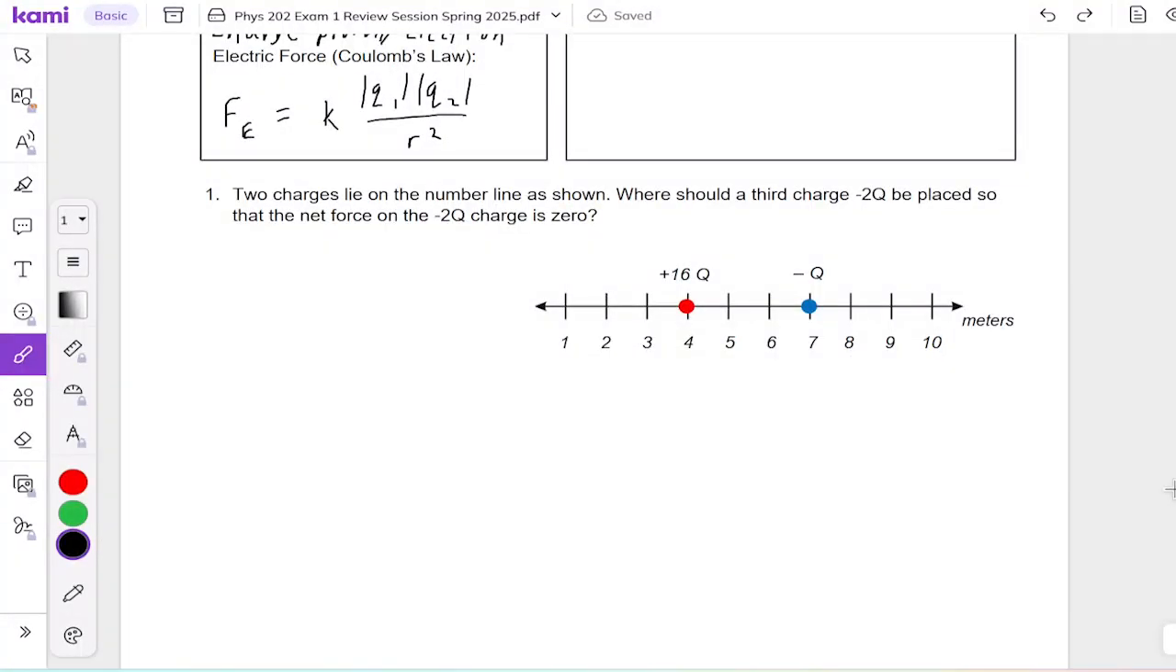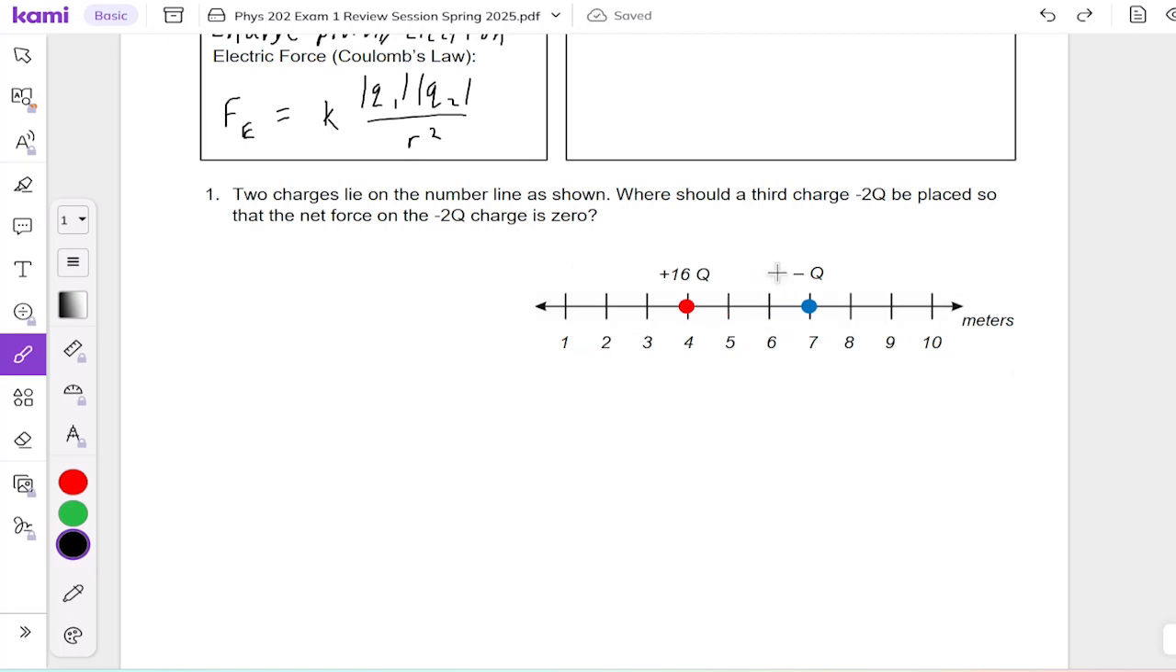Number one, two charges lie on the number line as shown. Where should a third charge, negative 2q, be placed so that the net force on the negative 2q charge is 0? Very famous question. Where to put the third charge so the net force is 0? So first, there's kind of like three potential answers we can have here, right? It might go here on the left, might go here in the middle, or it might go here on the right.